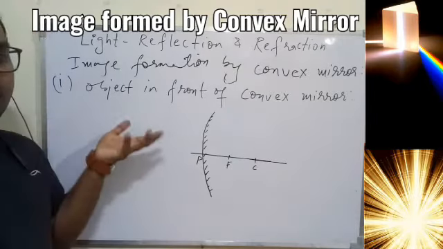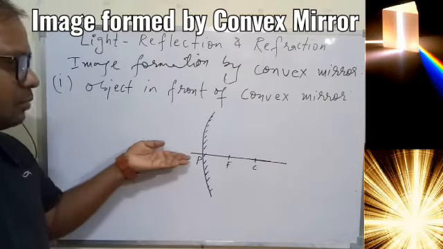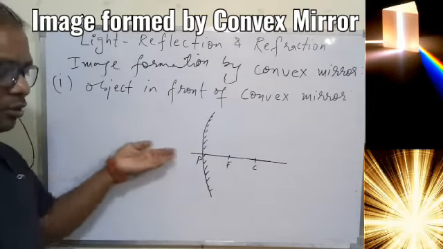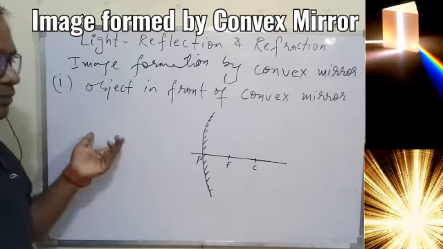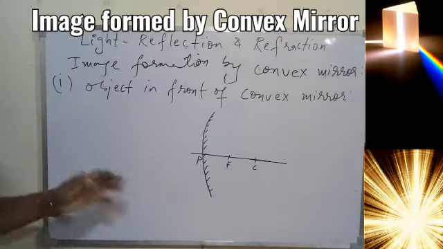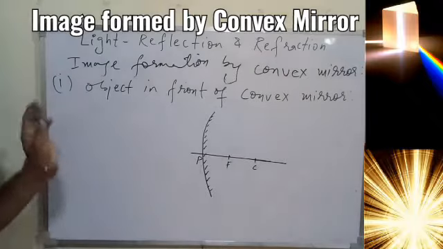So the only possibility we have is, the very first, we can place the object anywhere in front of the convex mirror, that is nearby somewhere, or we can have second possibility, let the object be at infinity. So only two cases will be done.